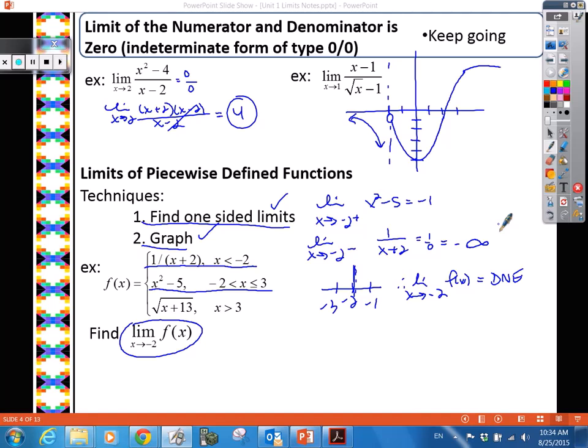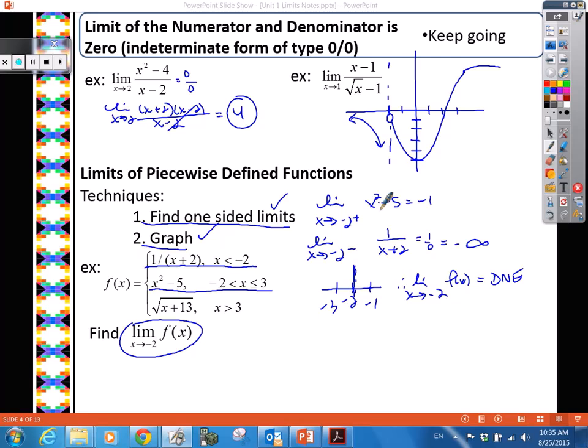And if you look, what we found algebraically was that if you're coming from the right, we're going to tend to -1. Well, look at our graph. It sure does, doesn't it? Coming from the right, we tend to -1. And if we're coming from the left, we tend to negative infinity. And sure enough, coming from the left, we head to negative infinity. So it just further verifies what we found algebraically.